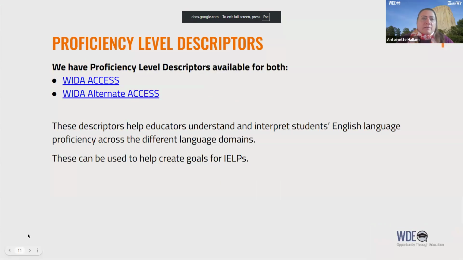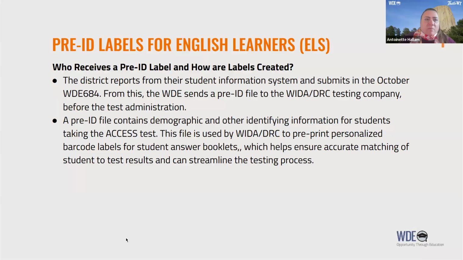Our next slide is on, oops, it looks like we got a slide moved. Proficiency level descriptors. We're looking for the pre-ID labels. But I can't, there we go.